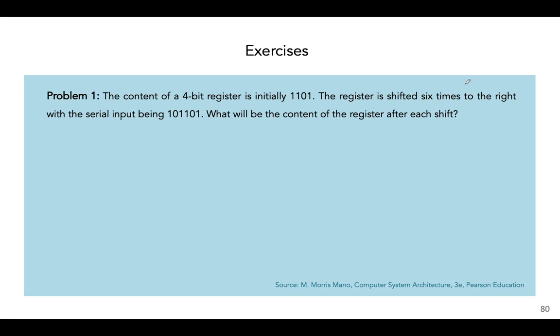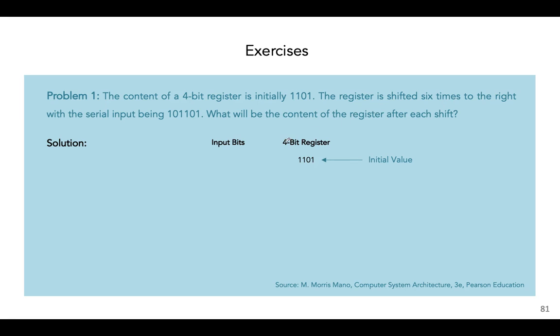So, problem 1. The content of a 4-bit register is initially 1101. The register is shifted 6 times to the right with the serial input being 101101. What will be the content of the register after each shift? Right? So we start with an initial setup and we give this register this serial input. And the question is, what will be the content of the register after each shift? We're going to shift it 6 times. And this is how we do it.